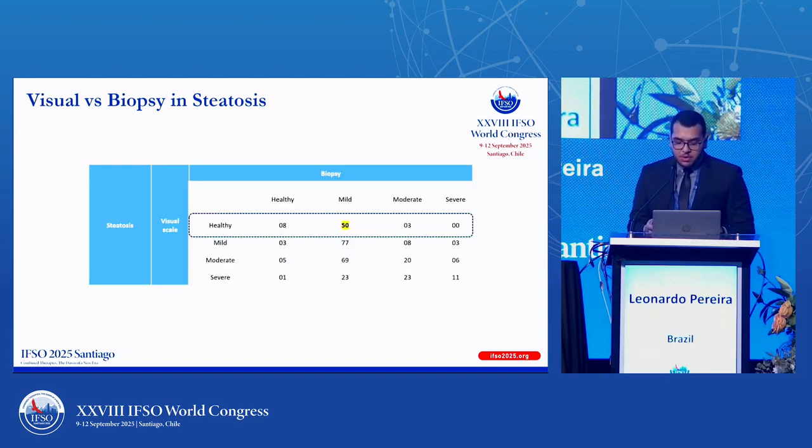This pattern is reflected in the confusion matrix. Most cases classified as healthy visually turned out to have at least mild steatosis. So while the visual inspection could help identify steatosis, it wasn't reliable to rule it out.